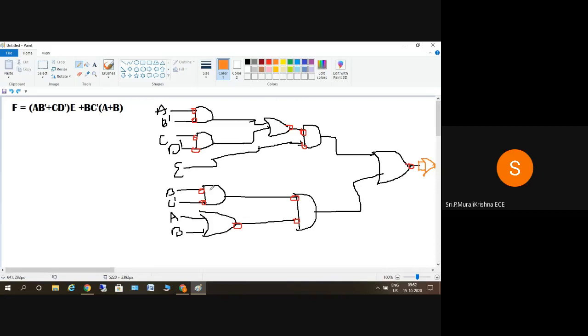Okay, so after this, replace this one with the symbols. Like if it is AB bar, replace this AND gates with the symbols, invert AND gates with the symbols, and NOR gates with the symbols. So finally, all should be NOR gates.